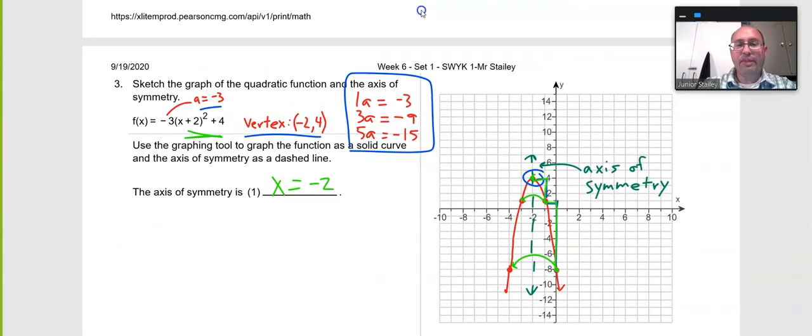Okay, I think that's enough for set 1 SWYK 1.